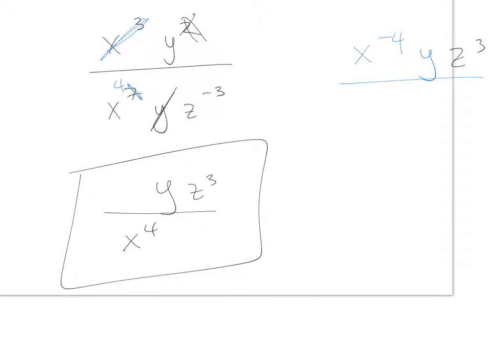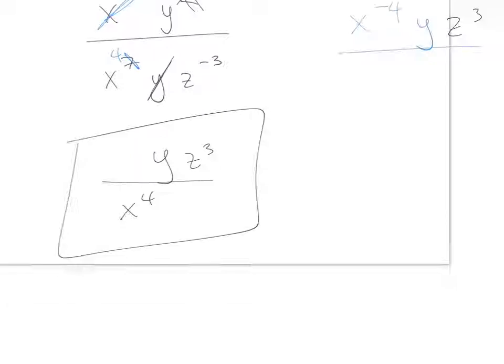Hey, what if I had numbers in front? What if I had something like this? Because this is a mistake I see all the time. What does that simplify to? And again, please, don't use the division rule. Don't say negative 4 minus 3. You're going to get negative 7, then you've got to move it down. Just think about the x to the negative 4 and what you should do with that to start.